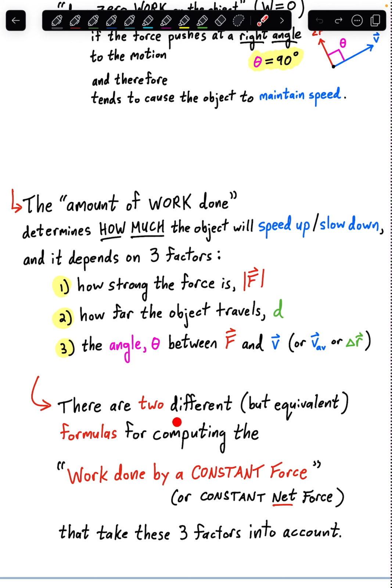And there are 2 different but equivalent formulas for computing what we call the work done by a constant force or a constant net force. So 2 formulas that take these 3 factors into account. I'm going to introduce those 2 formulas.